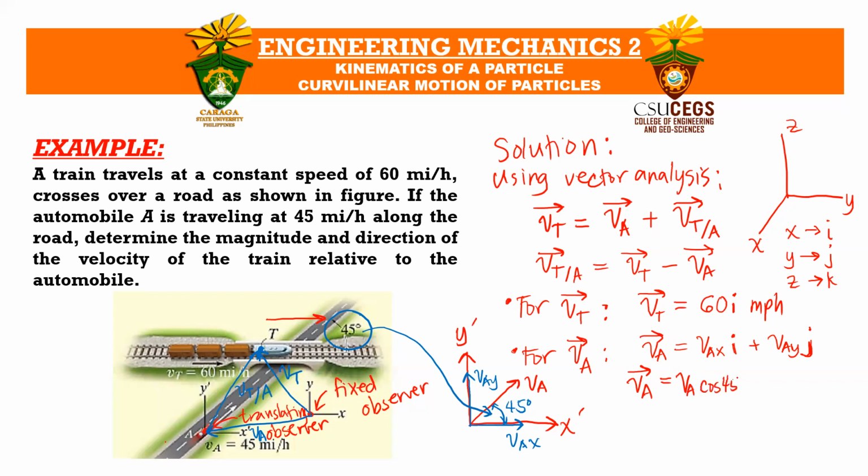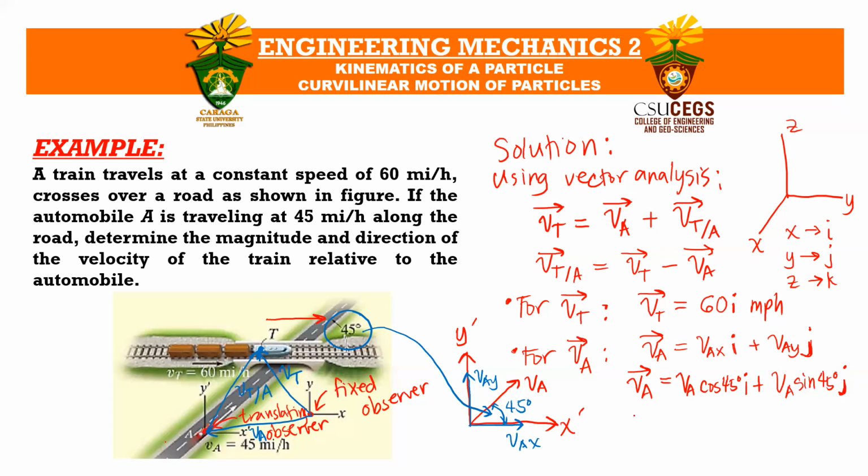cosine 45 degrees, since the x component is adjacent to your angle 45 degrees, and the y component would be sine 45 degrees because your angle 45 degrees is opposite to your y component of your v sub A. So this would be the equivalent of your v_Ax and v_Ay.